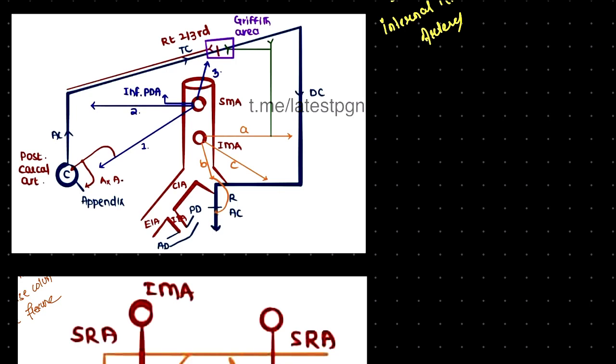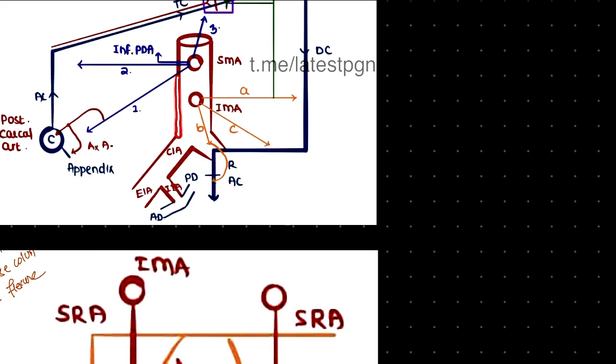What we said earlier is, this is our abdominal aorta. It will divide into two common iliac arteries, right? Each common iliac artery will divide into the external iliac artery and the internal iliac artery. We said that the internal iliac artery will supply the lower portion of our rectum. The internal iliac artery will give two branches, the anterior division and the posterior division. The anterior division will give rise to rectal arteries.